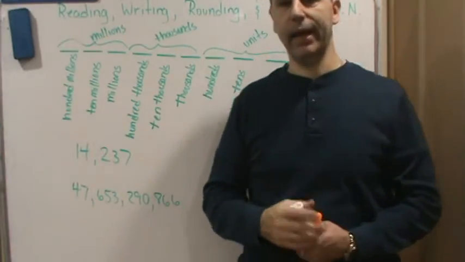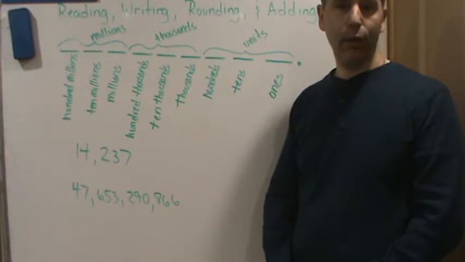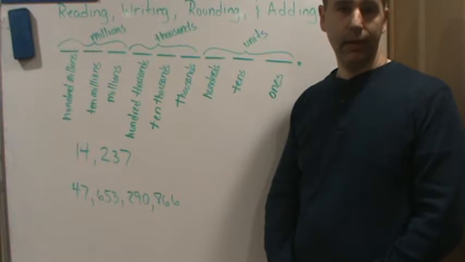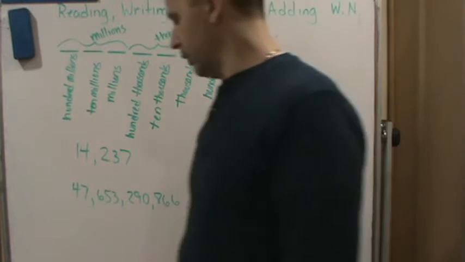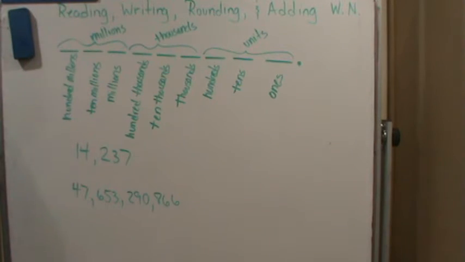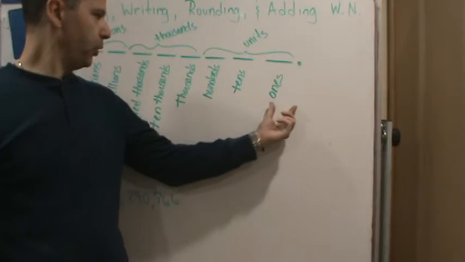Okay, so welcome back. And now what we're going to do in this video is talk more about place value and how to write numbers and then how to read them as well. And then we'll do some examples. On the board here, I've gone ahead and put in the place values.